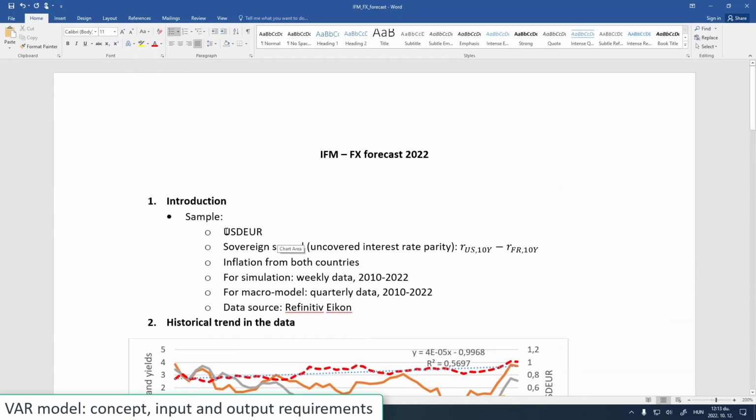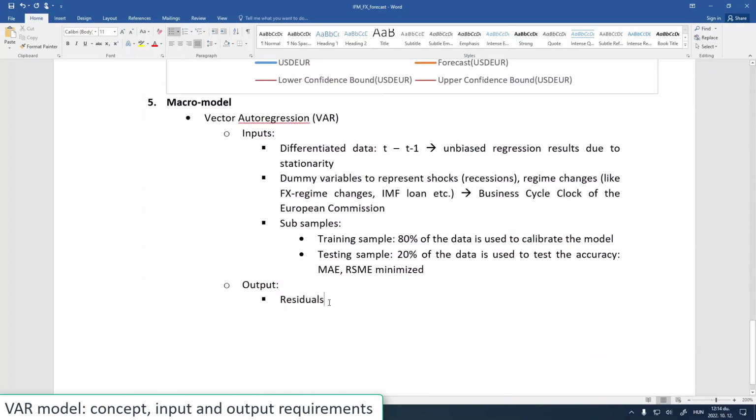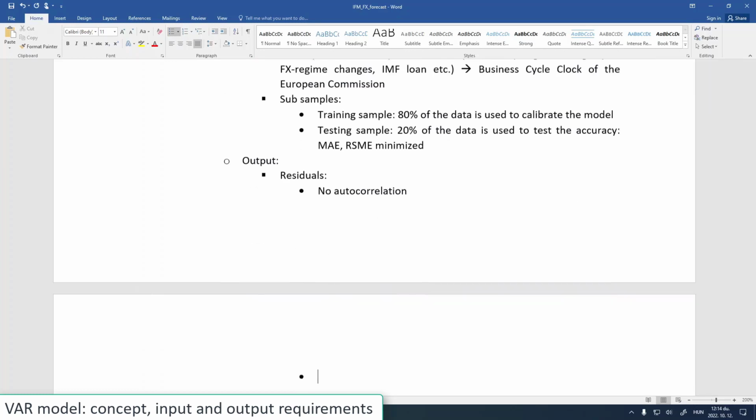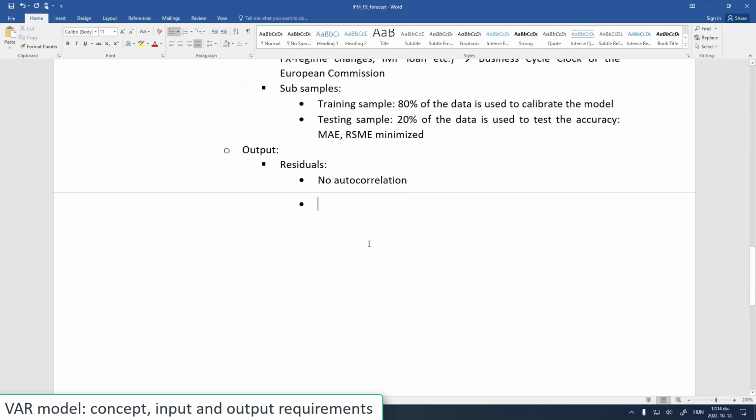Just to remind you that our entire model is about we would like to describe the US dollar euro, its changes, and the relationship with the sovereign spread, and also the inflation in the US and in France. So the inflation and the interest rate data should be responsible for all the changes inside the exchange rate. So whatever remains should not have any memory backwards, so that's why it should not be autocorrelated. So no autocorrelation, because it would mean that it's containing information about the past. And also it should be normally distributed.